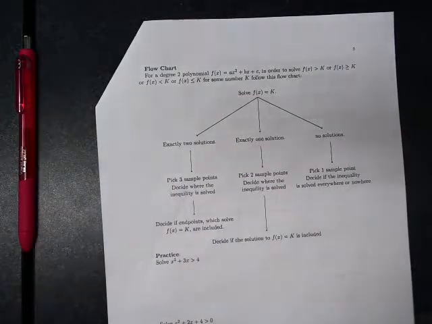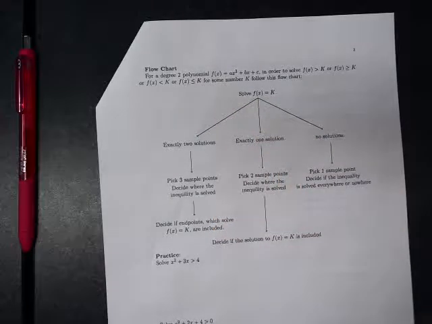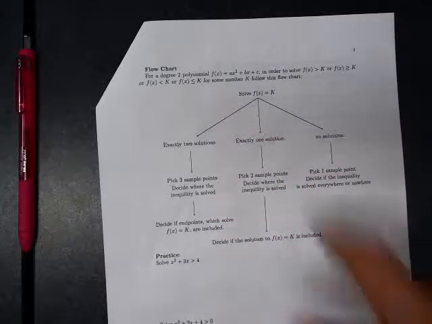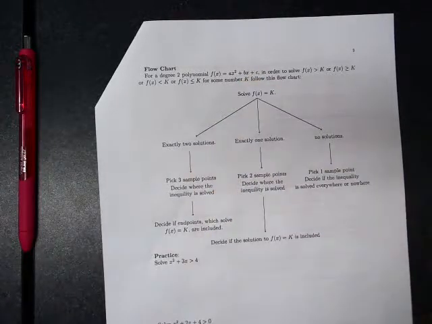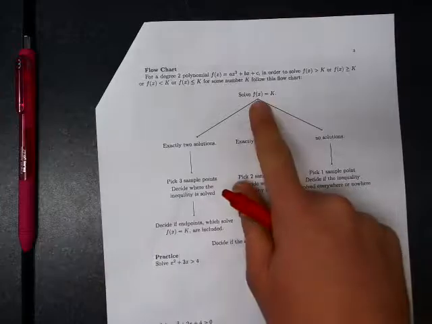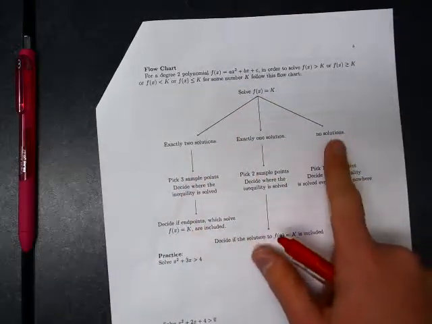So here is a flowchart which will describe how to solve things. If you want to solve an equation that looks like f of x equal to k, where f of x is a quadratic function, a parabola, first try to solve for equality. Solve f of x is equal to k. There are three things that might happen. There will be two solutions, one solution, or no solutions.